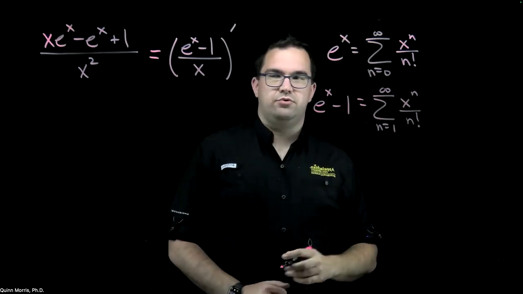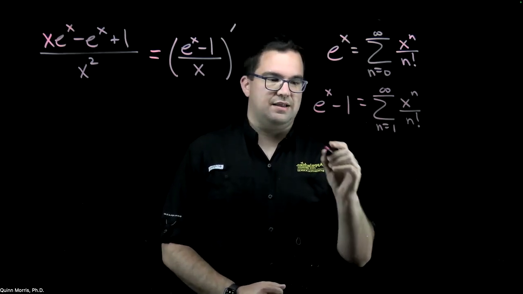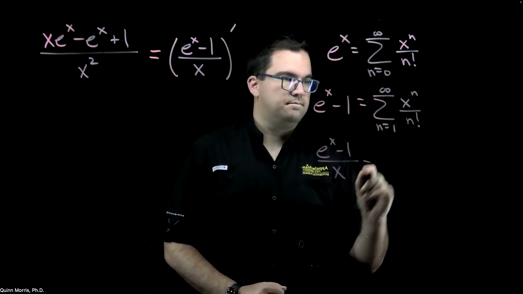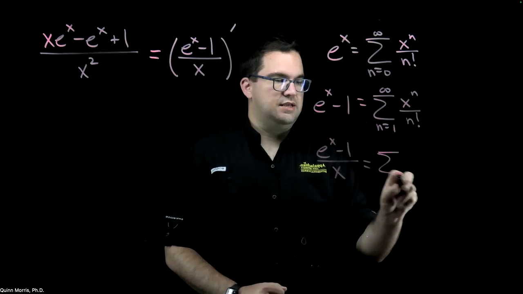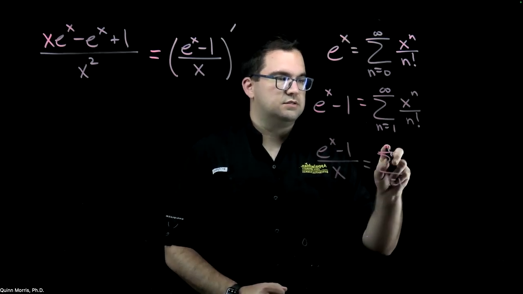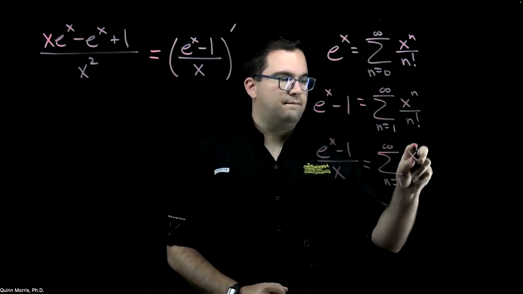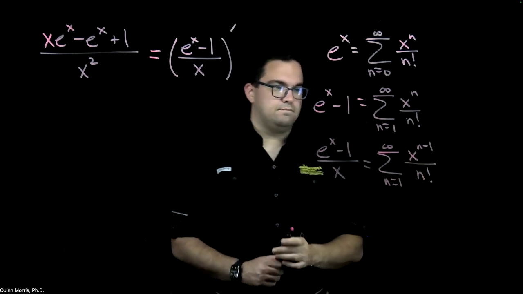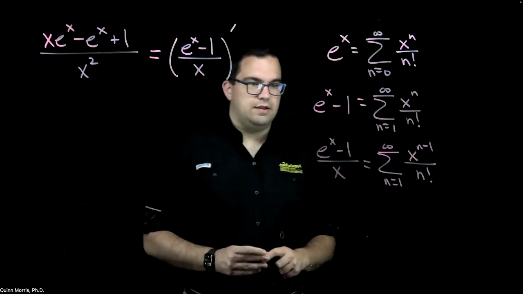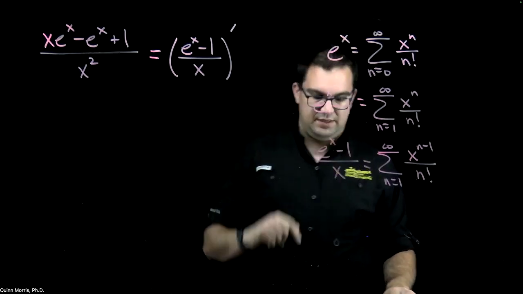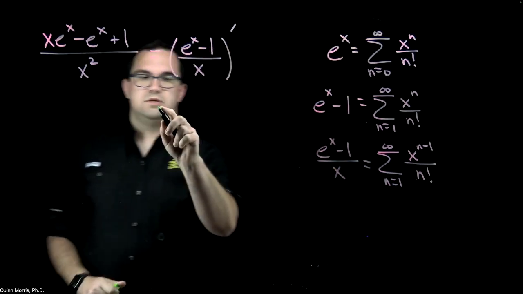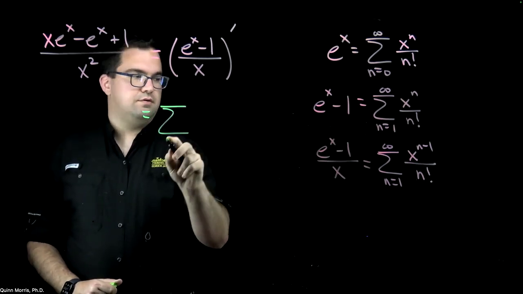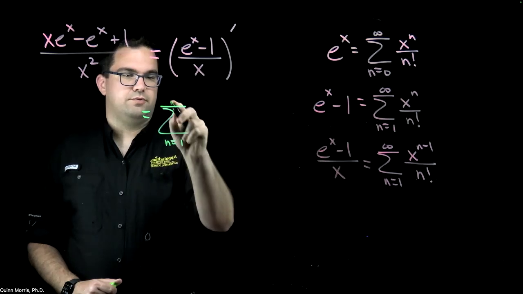And now I need to multiply through by x to the negative 1. So that's just going to decrease all my powers of x by 1. All right, I get that. All right, now this is the thing that I now want to take the derivative of. Okay, so let's see, if I plug this in over here, I'm going to take the derivative term by term.